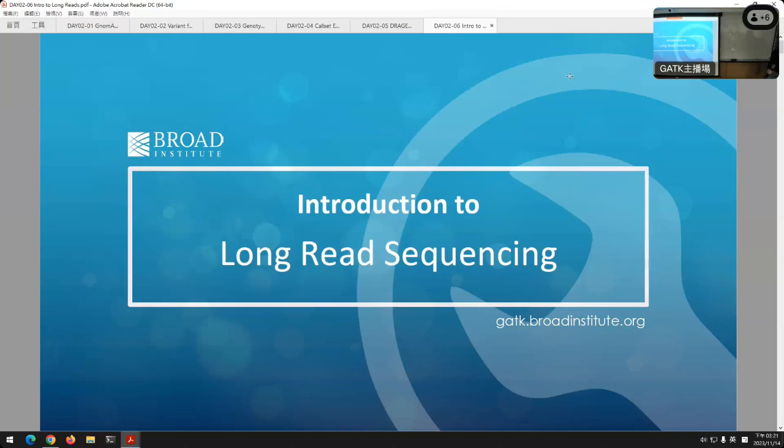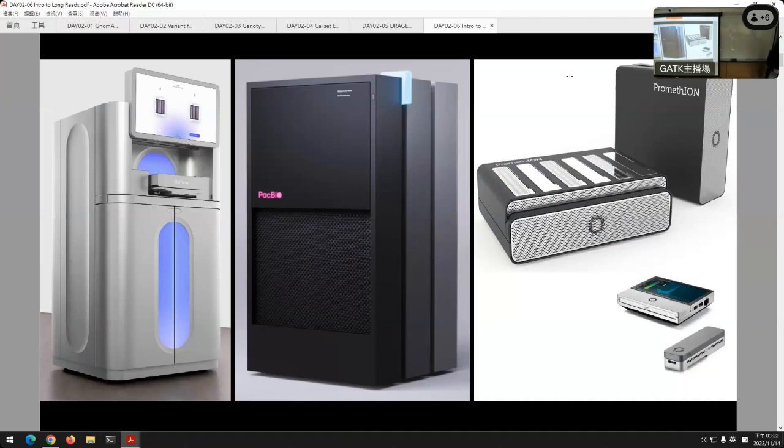Okay, so I'm going to talk to you a little bit about long read sequencing. So far we've been really focused on short read sequencing. The leftmost image here is one of the Illumina sequencers that does short read sequencing, and that's really all we've covered so far. But there are these newer long read sequencing technologies that are starting to become more popular. So we're going to talk a little bit about some of the advantages of using those newer long read technologies.